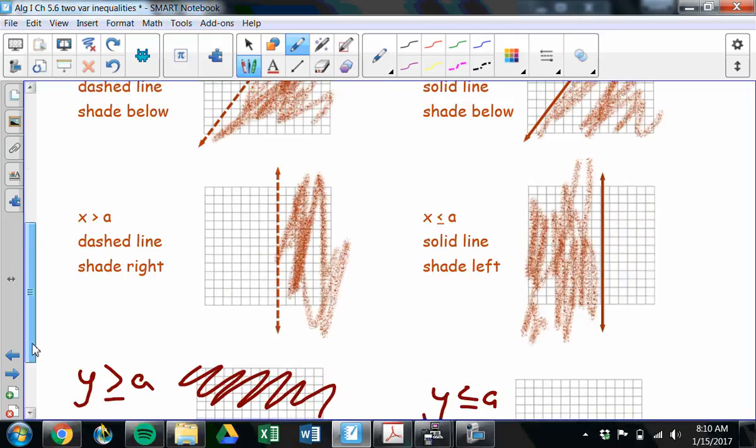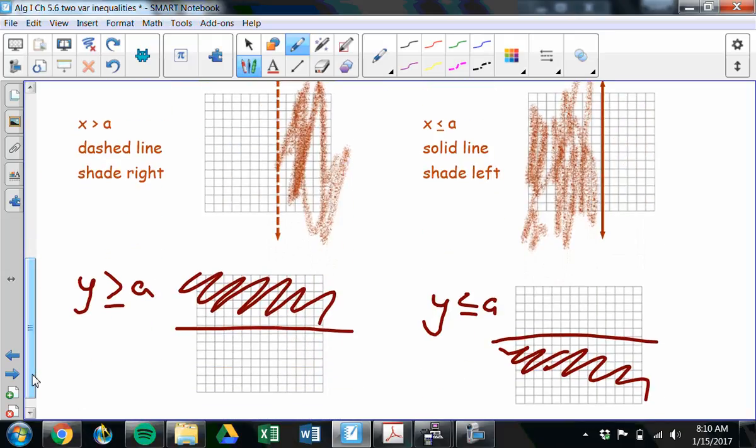These four I didn't show in the work, but I'll just cover them real quick. If you have a vertical line, don't shade above or below, shade left or right. So this means shade to the right, this means shade to the left. If you have a perfectly horizontal line, like y is greater than a or y is less than a, then you shade above or you shade below.